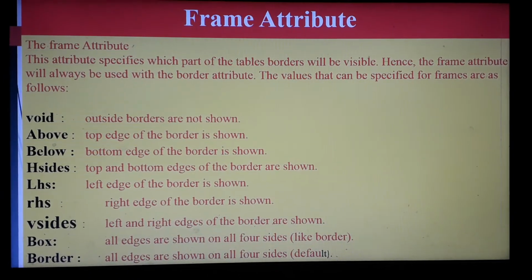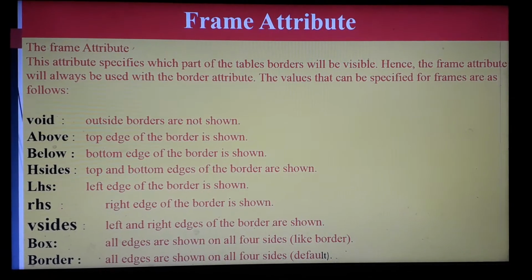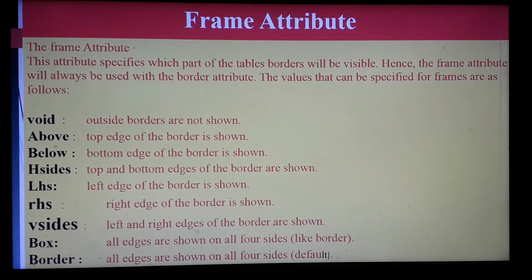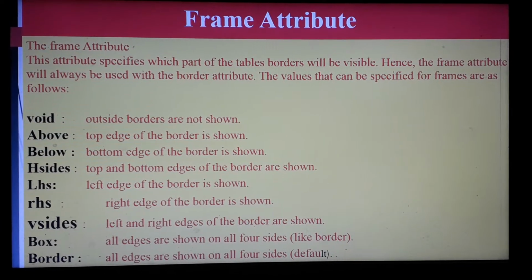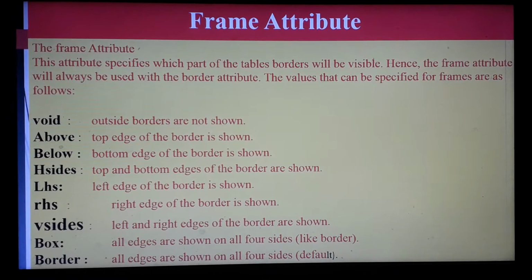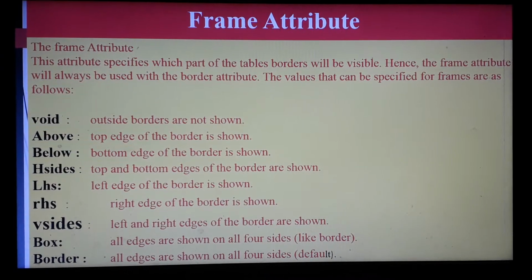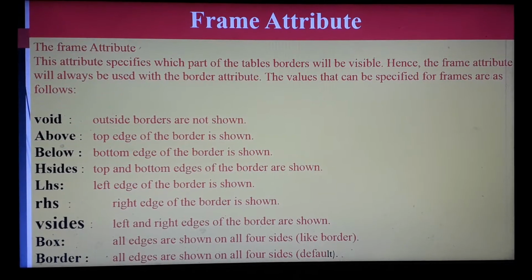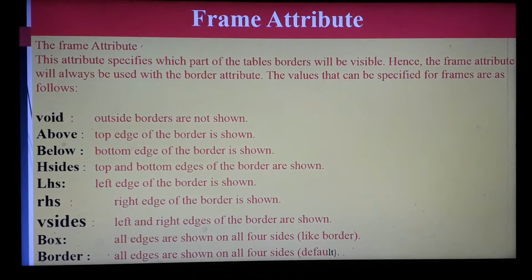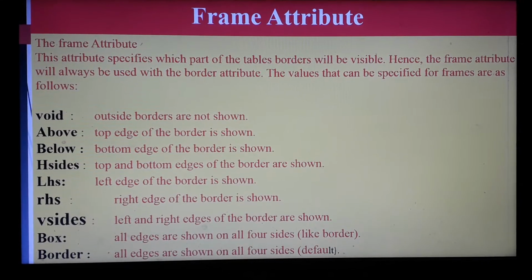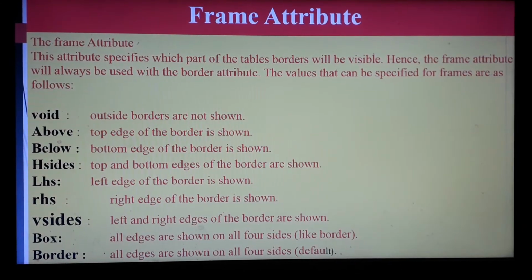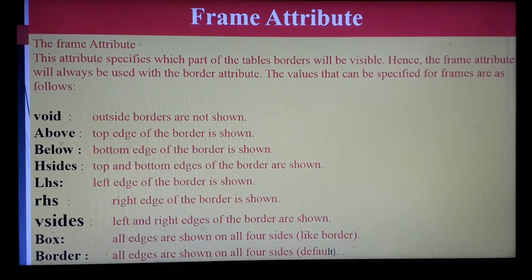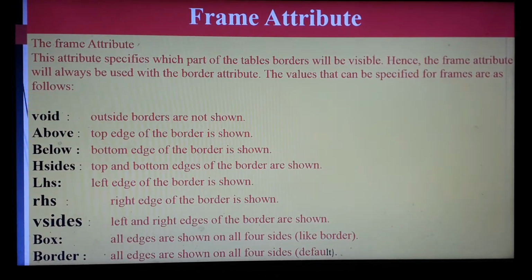Last class we did the table tag, and one attribute of the table tag is the frame attribute. Why do we use the frame attribute? Suppose your table has no rows or columns, that time we use the frame attribute. This attribute specifies which part of the table borders will be visible. Suppose in a table there are some parts of the border you don't want to display, that time we use the frame attribute.